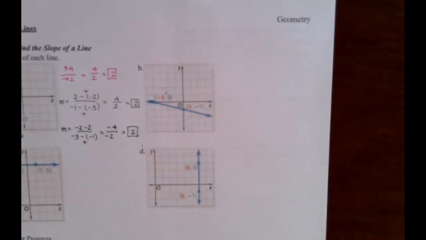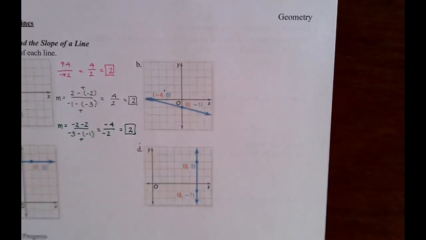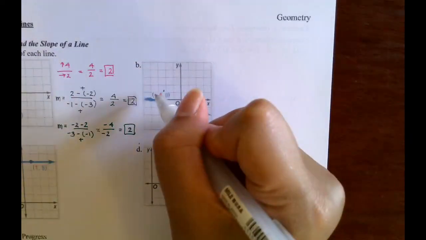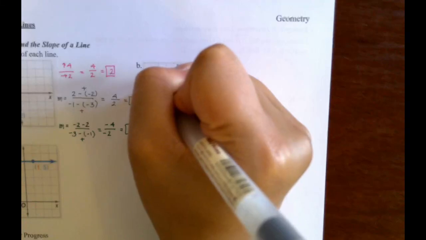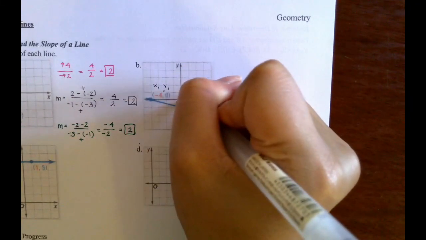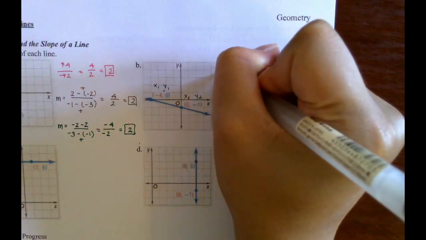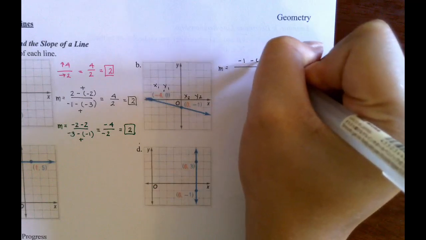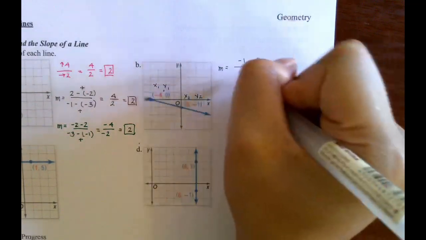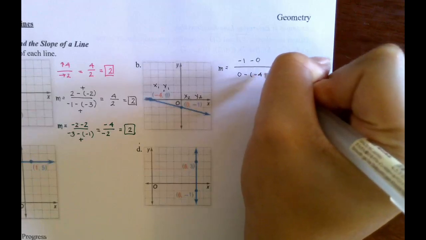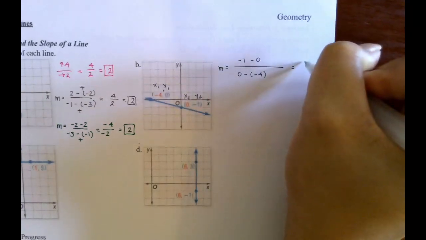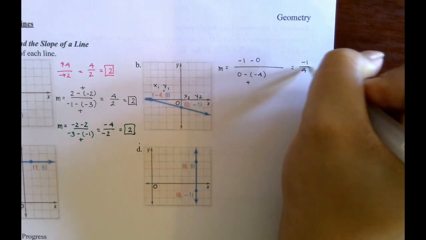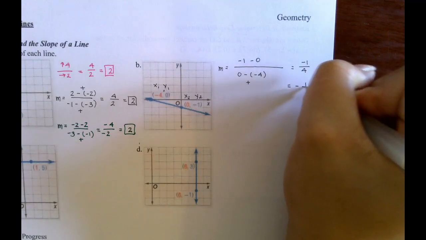Since we're mostly going to be using the formula and not the graph, I'll be using the formula as well. So here's our next one. We have negative 4, 0, and 0, negative 1. I'm going to make one point x1, y1, and the other one x2, y2. Then I plug it into the formula. y2 minus y1, so negative 1 minus 0. x2 minus x1, 0 minus negative 4. Negative 1 minus 0 is negative 1. Minus negative is plus, so 0 plus 4 is 4. And so my slope is negative 1/4.